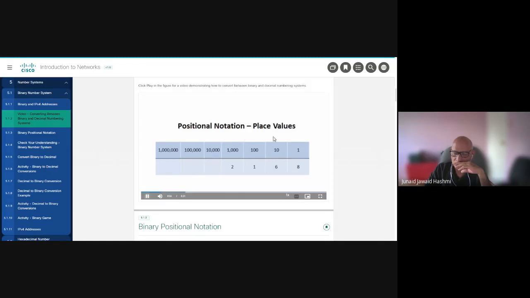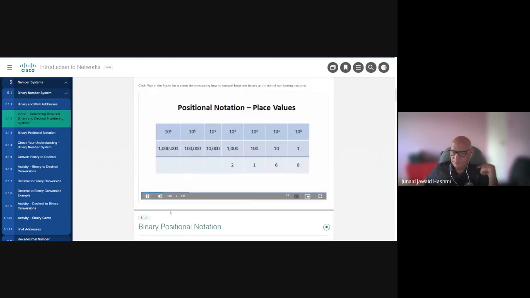Now, when we're talking about the place values in the decimal number system, we're talking about the powers of 10. You can see that the ones place is the 10 to the 0. The tens place, 10 to the 1. The hundreds place, 10 to the 2, or 10 times 10, which is 100. The thousands place is the 10 to the 3, or 10 times 10 times 10, and so on and so forth. So you can see that the place values are based on powers of 10.